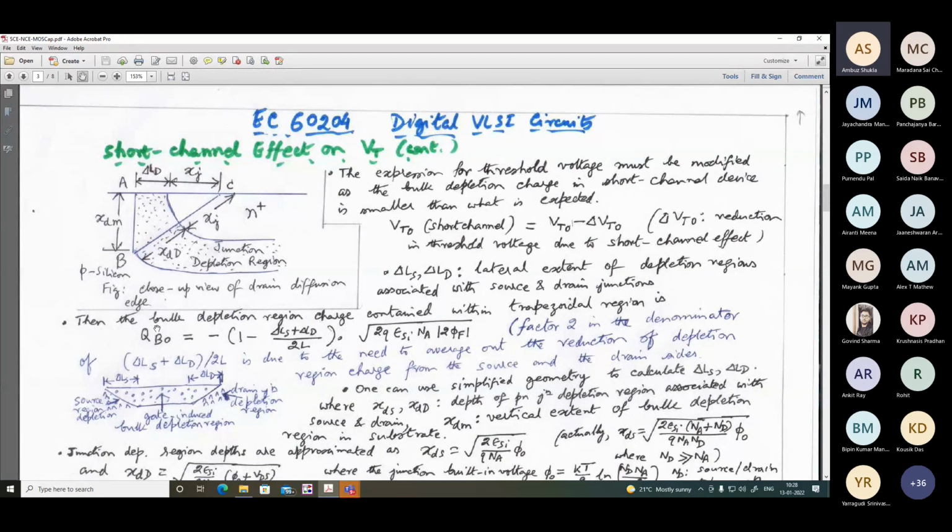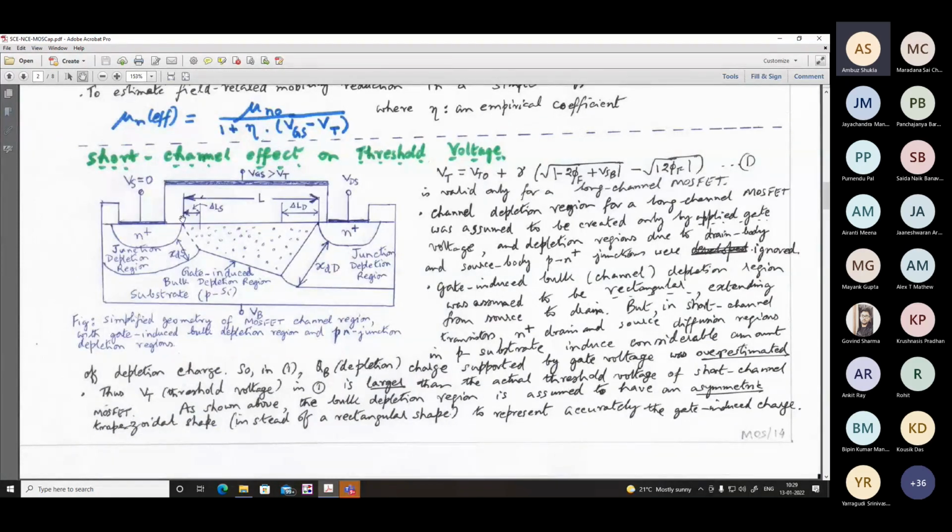So the bulk depletion region charge contained within the trapezoidal region, that means trapezoidal means this one, is solely due to VGS. The charge inside this trapezoid will be accounted for in the expression of VT, but not this or this. This is due to this junction, this is due to this junction. Whenever we are talking about threshold voltage, what is threshold voltage? Informally, threshold voltage is the minimum gate to source voltage that will cause four different things. That will be due to work function difference, then the amount needed to cause the surface band bending, and also the depletion area charge, and the one that is required to counteract the positive sodium ions in the oxide semiconductor interface. Now this third component, that means the depletion area charge, should be correctly estimated.